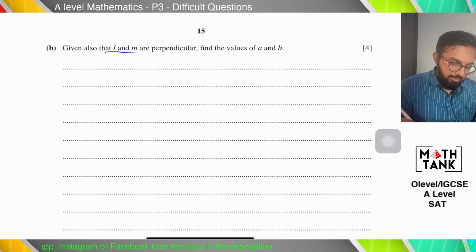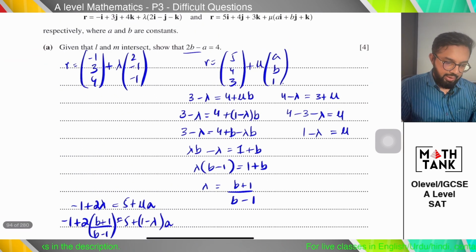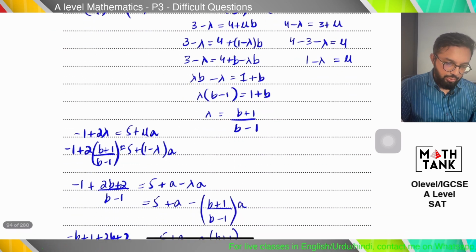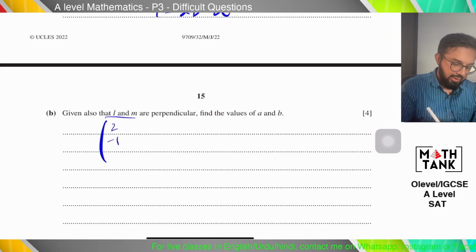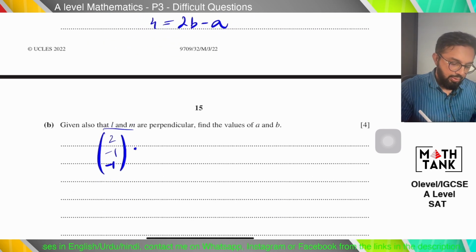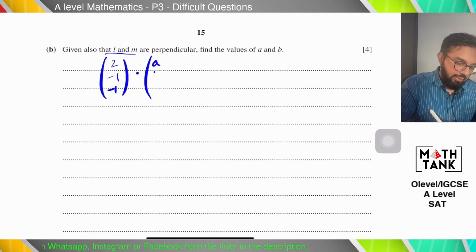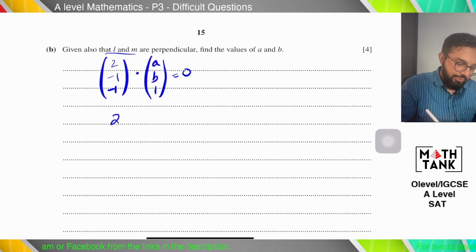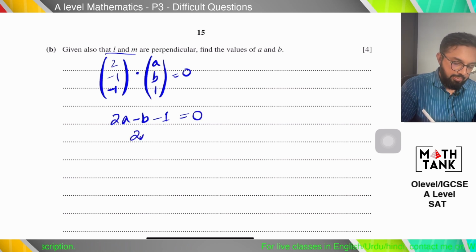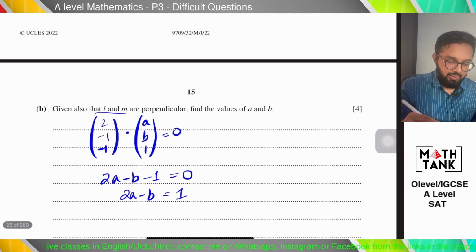Given also that L and M are perpendicular. When they are perpendicular, the dot product of their directional vectors should be 0. So (2, minus 1, minus 1) dot (a, b, 1) should equal 0. So 2a minus b minus 1 equals 0. So 2a minus b equals 1.